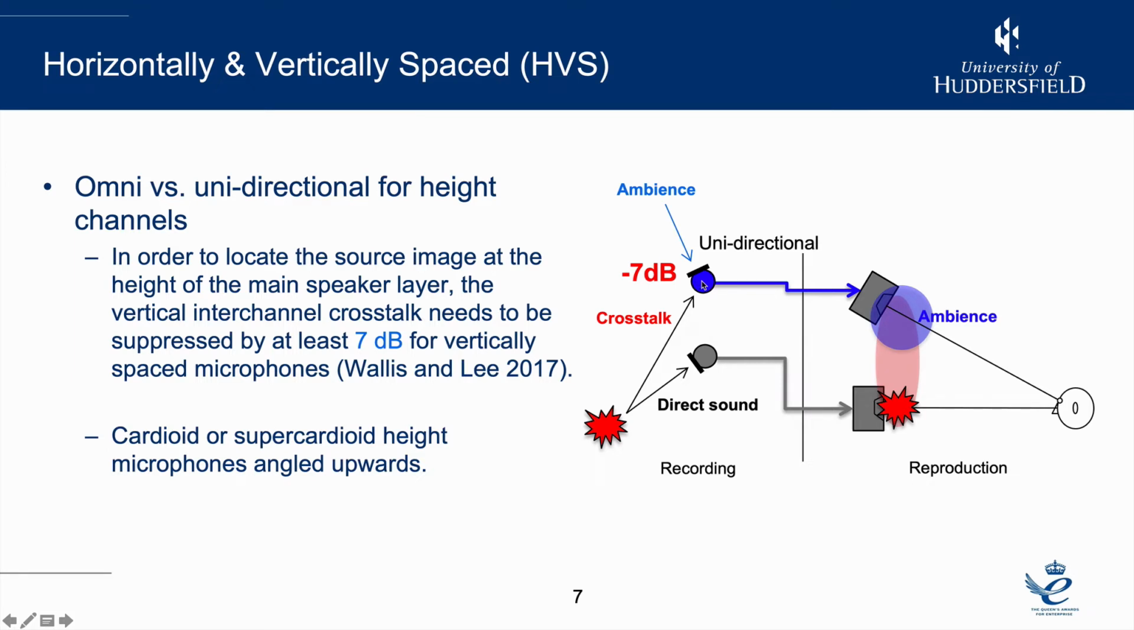And this can be simply achieved by using cardioid or supercardioid height microphones angled upwards so that you can achieve this 7 dB difference between the main microphone signal and the height microphone signal. So in this case, the height microphone is focusing more on the ambience, and the main microphone is focusing mainly on capturing the direct sound.